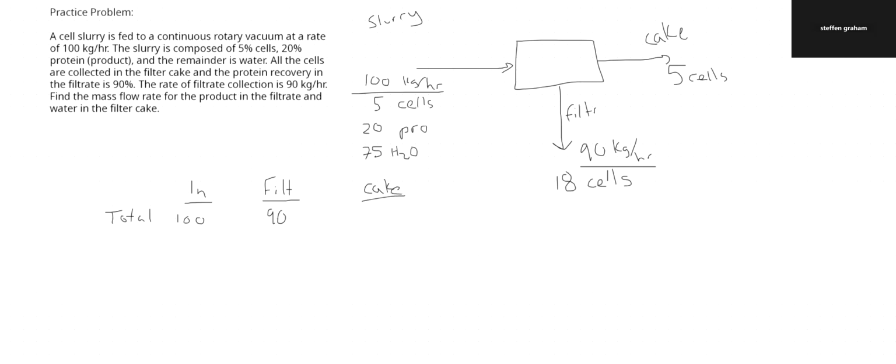So then your cake, initially this is just a question mark, right? But we have no reaction, so your in is equal to your out. These two streams, your filtrate and your filter cake, are your out streams. In equals out, so the filtrate plus the cake need to equal your in stream. I'm going to get rid of all that actually. So this is obviously 10.